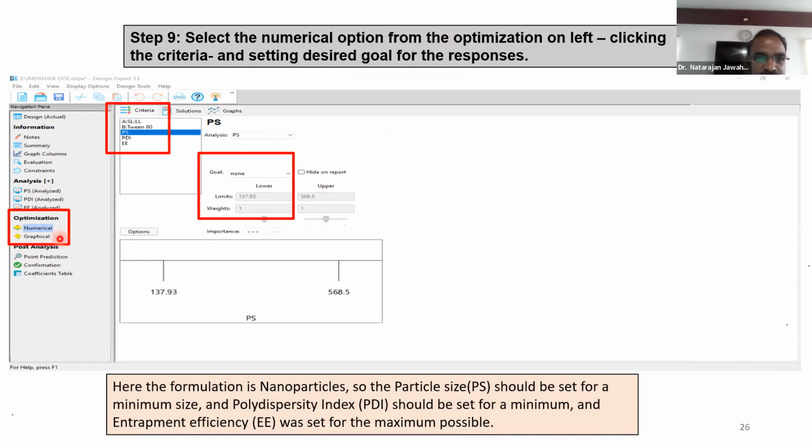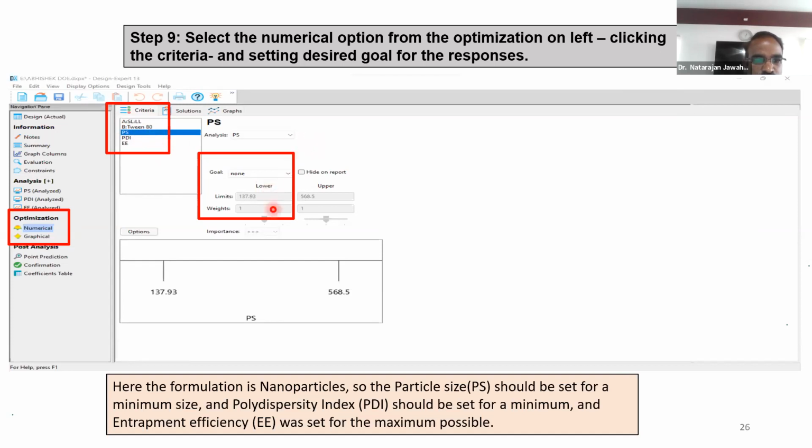Now select the numerical option from the optimization. We are going to derive the optimized formula. For that, you have to go to the optimization and select numerical. After selecting numerical, you just click criteria. If you click criteria, then you choose which response you want to analyze. As we already know, we are analyzing particle size, so we have to take particle size.